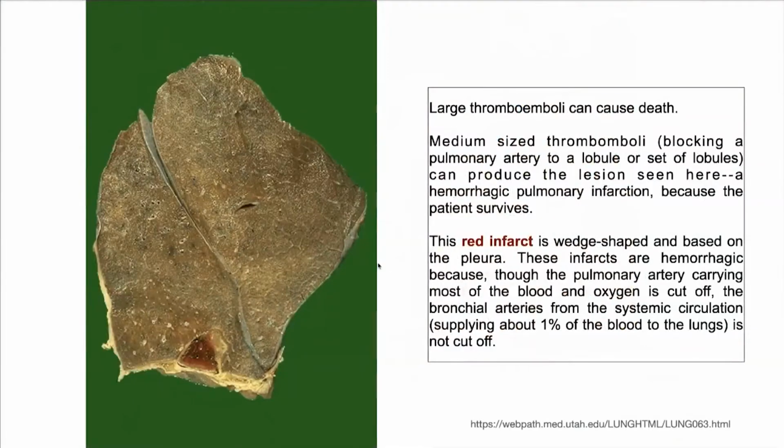Saddle emboli can cause sudden death. But medium size thromboemboli will block some pulmonary arteries, and then it will produce a lesion called hemorrhagic infarct. Why is it called hemorrhagic infarct or red infarct, and why is it always wedge shaped? The pulmonary artery carries most of the blood, so that oxygen supply is cut off, but the bronchial arteries from the systemic circulation, which supply about 1% of the blood to the lung, are still working. That's why you get a hemorrhagic infarct.